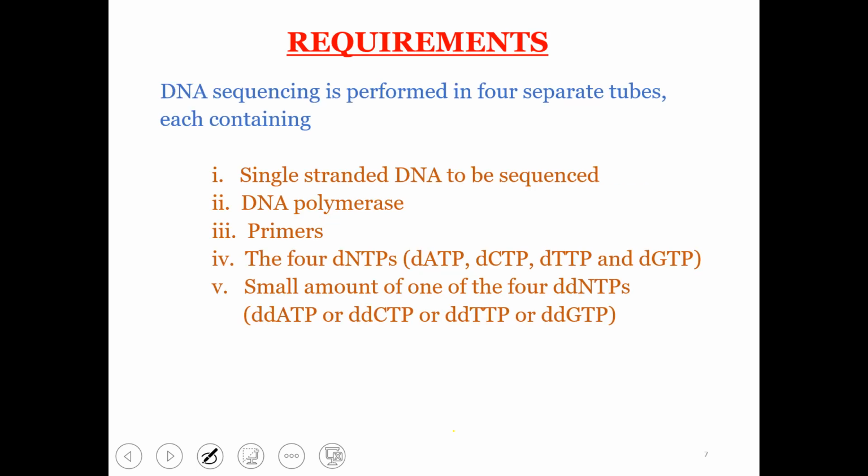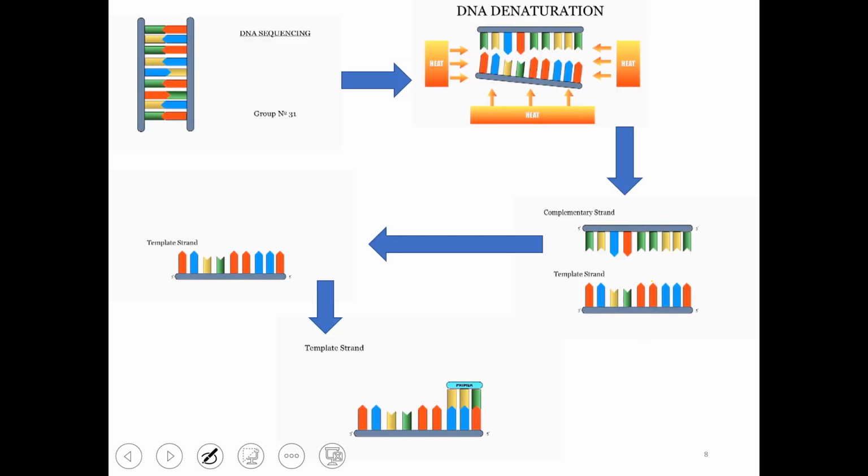The requirements are single-stranded DNA molecules, then DNA polymerase, primers, the four dNTPs, that is A, T, G and C, and then small amounts of the four ddNTPs, that is ddATP, ddCTP, ddTTP and ddGTP. So these are required. These ddNTPs are the terminators.